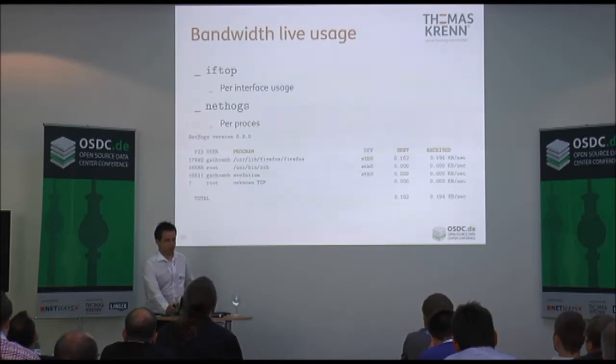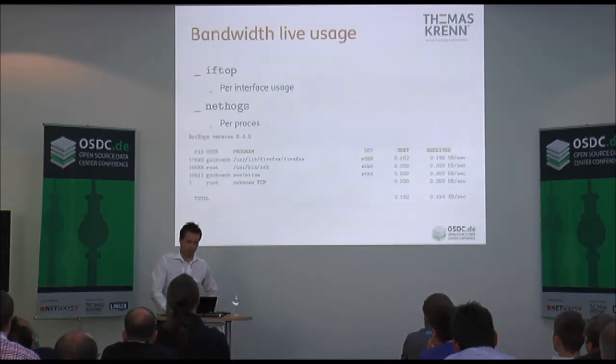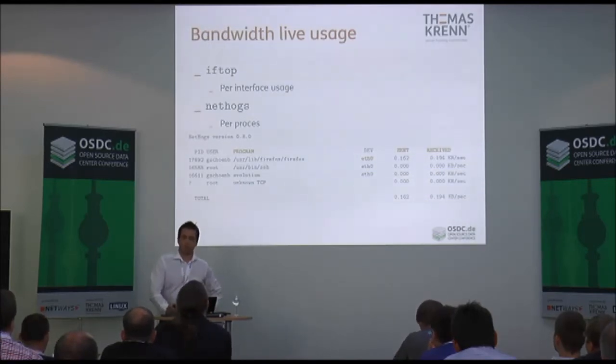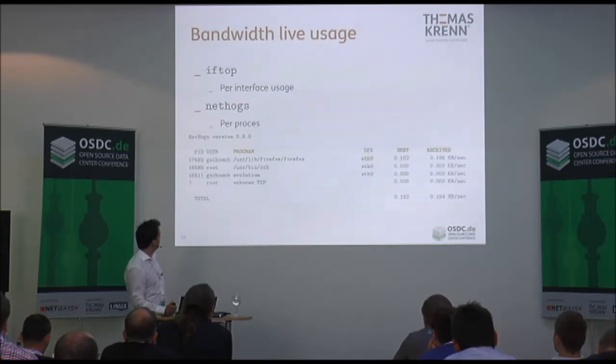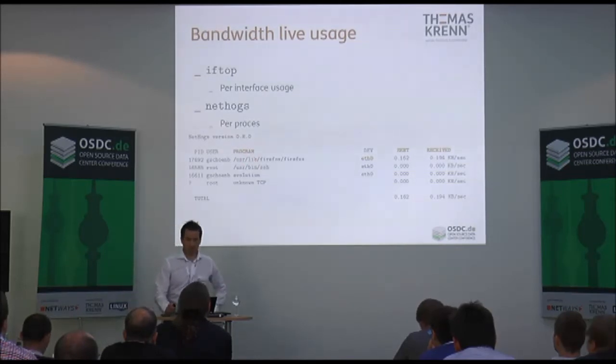Again, with bandwidth live usage, you can use IFTOP or NETHOGS. So with IFTOP, you get statistics per interface, and with NETHOGS, you get them per process. So there's a typo in it, sorry about that. So the process, there's some Firefox running here and some SSH connection. And with NETHOGS, you get that per process and not per interface. Sometimes you want to know which process is doing IO on my network and not how much is done. So that's nice with NETHOGS.